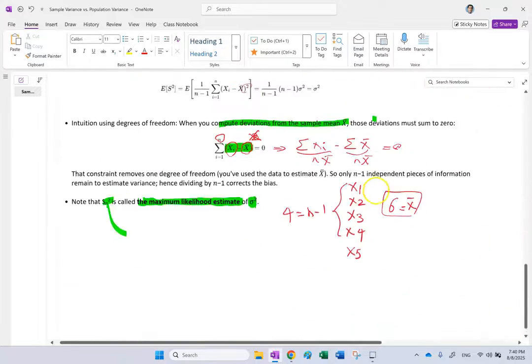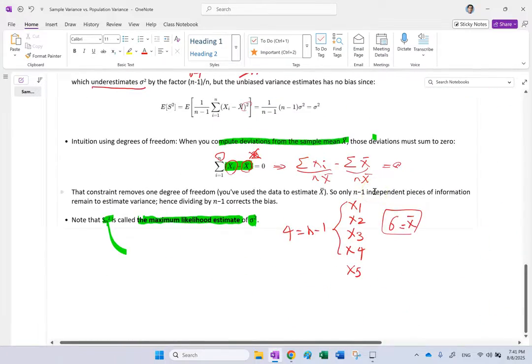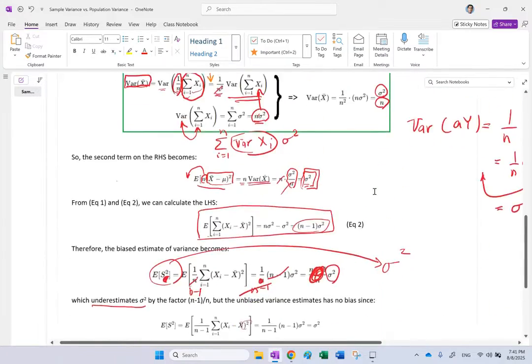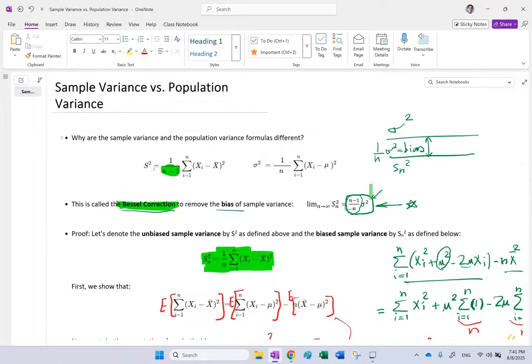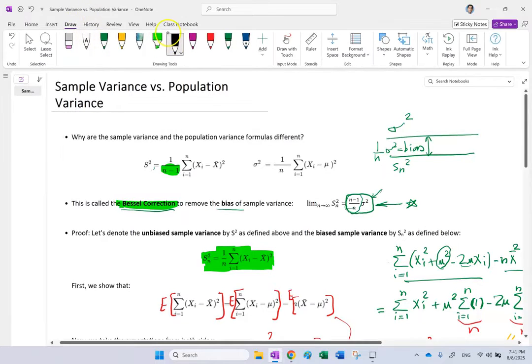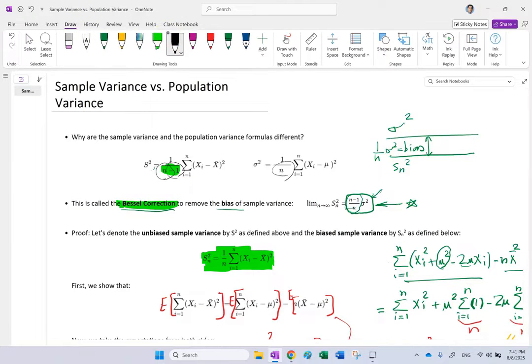So that is an intuitive way to look at it, but in this case, I prefer the rigorous math and the proof of that. So if somebody asks, what is Bessel correction? Why is the variance formula of a sample different from the population? Why does one have n minus 1? You have the answer to it.